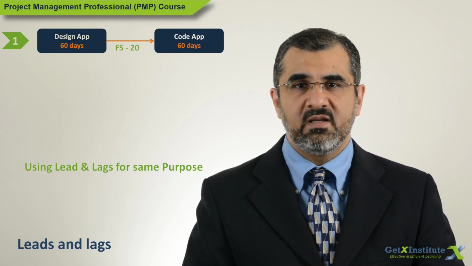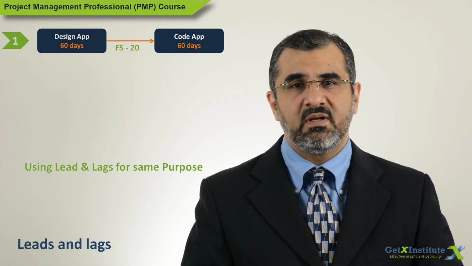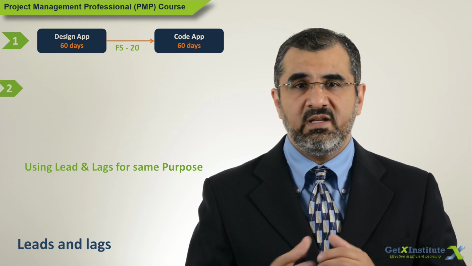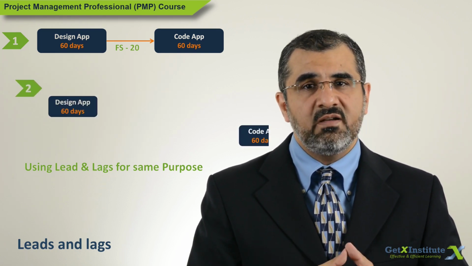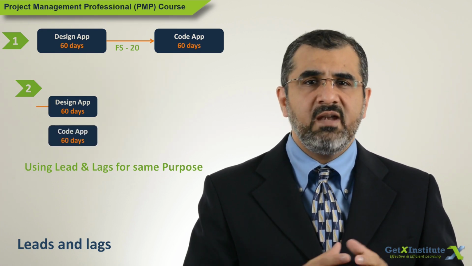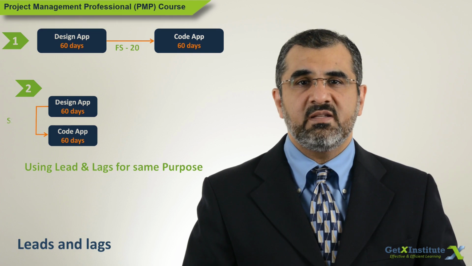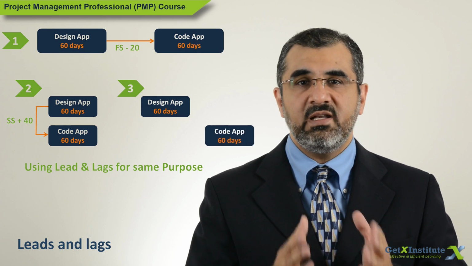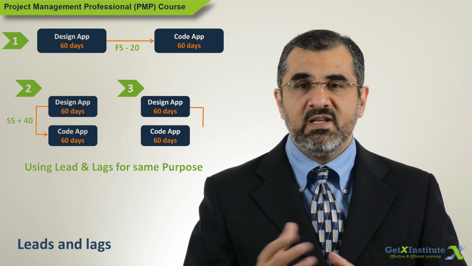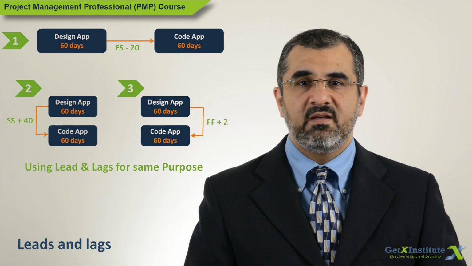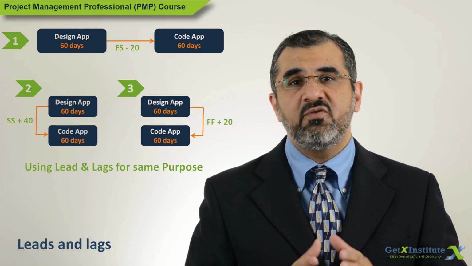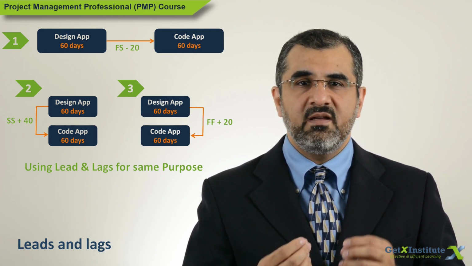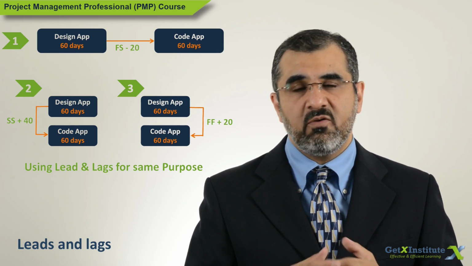Look at the two activities. Design app, code app. The dependency can be created as finish to start with a lead of 20 days, start to start with a lag of 40 days, and finish to finish with a lag of 20 days. All three are valid ways of creating dependencies using a lead or a lag. Which one is best? You decide. In this example, I will prefer to use finish to start with enough buffer that if there is a small delay in the remaining 20 days of design work, the coding is not impacted.